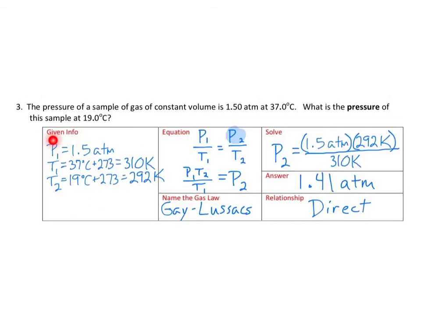Again, write down your given, making note of the units, convert to Kelvin, write down the equation, show your work in the equation with units, final answer to the correct number of significant digits with units, and then identify the gas law and state the relationship between the variables.